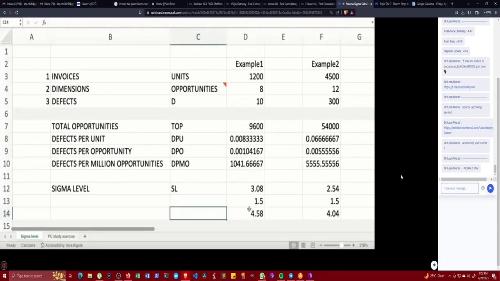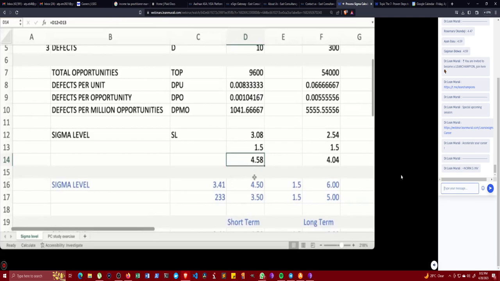So for long term, the short term is 4.5 and the long term will be 3. So what you get actually will be this, and long-term capability will be lesser. So 4.58 is what you get as this sigma capability. Whatever this function gives you, you should add 1.5, and that is the short term that you get.